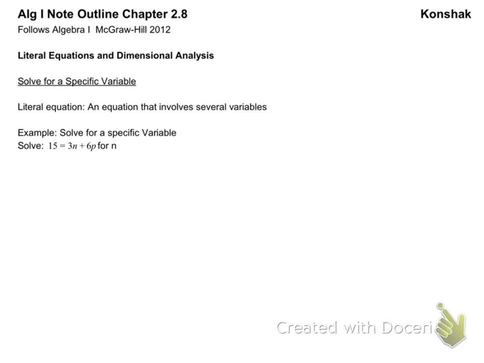Literal equations, guys, are just equations that involve several variables. It could have two or more variables in it, an x and a y, an m and an n, something on those lines. So there really isn't much to it. The biggest rule is what you do to one side, you have to do to the other. Remember the properties of equality. You add something to the left side, you have to add it to the right side, subtract it, multiply it, divide it, all of that.